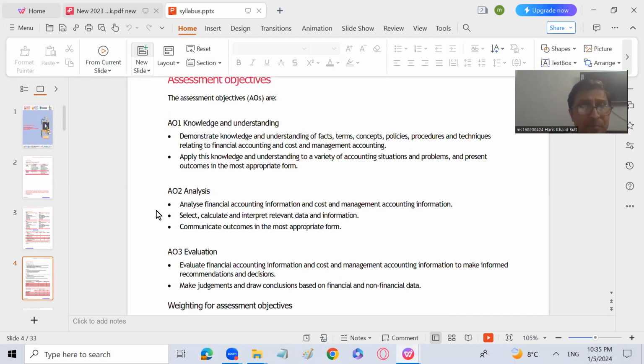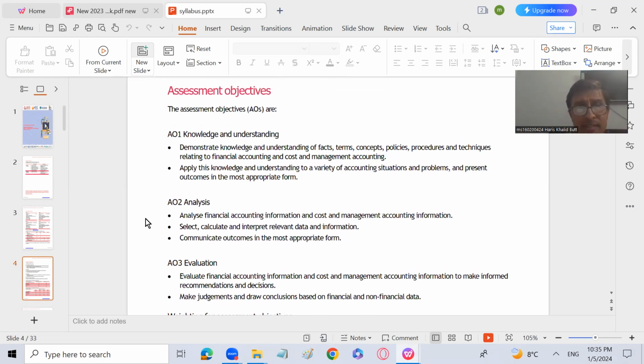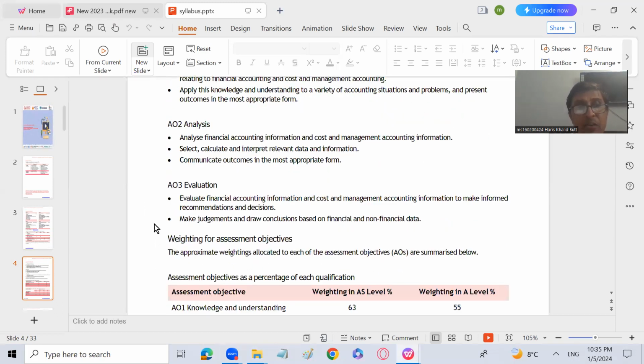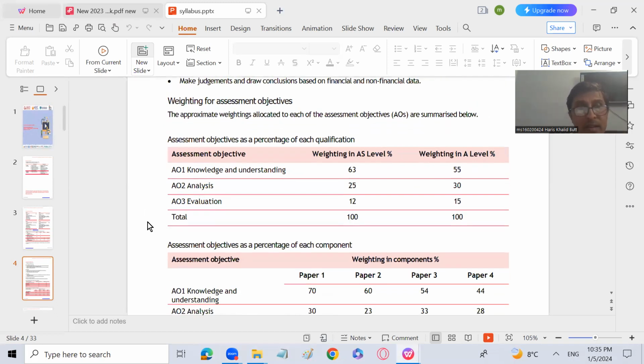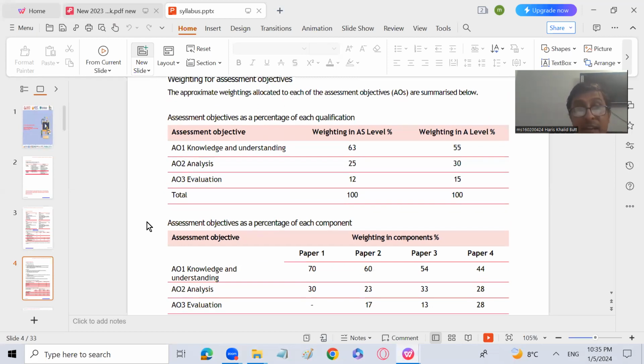These are the assessment objectives: knowledge and understanding, analysis, and evaluation are the 3 important ones. And assessment objectives have been given weightage in AS level and A2 level according to this criteria: 63% and 55% for AS and A2. Analysis is 25 and 30, and evaluation is 12 and 15%.